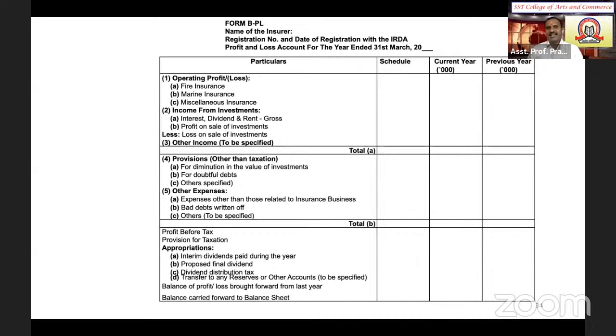After deducting income minus expense, you will get profit before tax. And from that profit before tax, you will charge provision for tax. You will get profit after tax. And from that profit after tax, you have to deduct appropriation. And finally, the balance remaining is transferred to your balance sheet under Schedule 2, reserves and surplus.